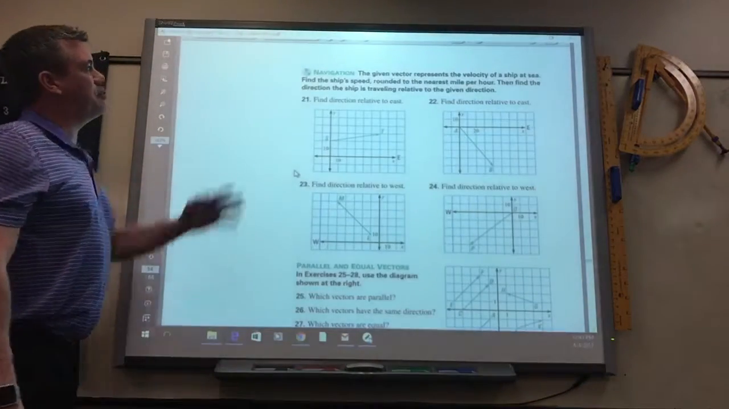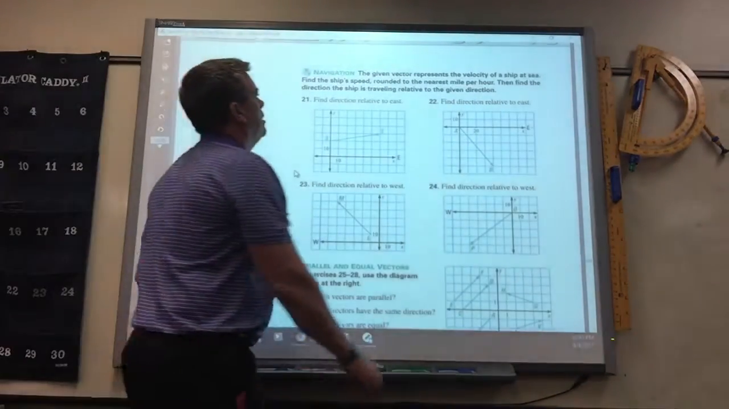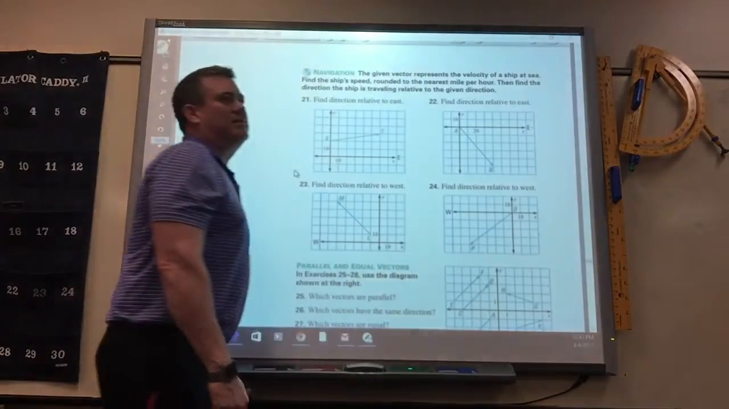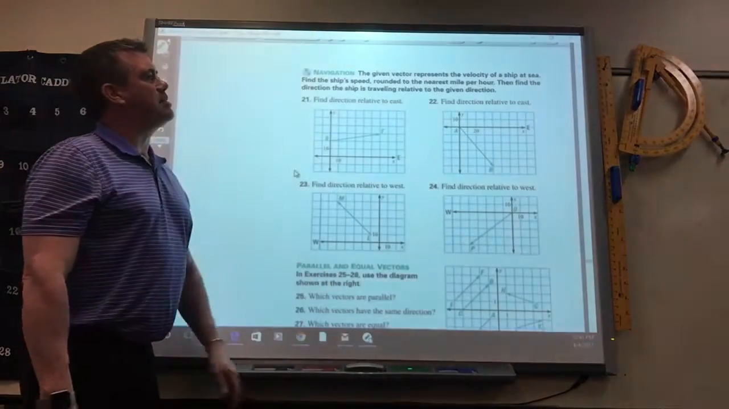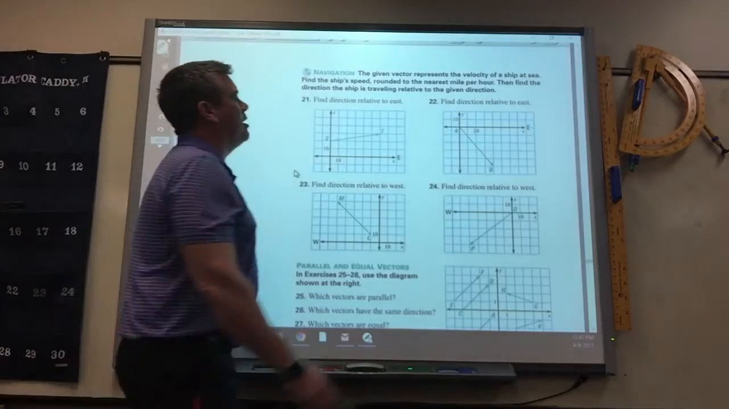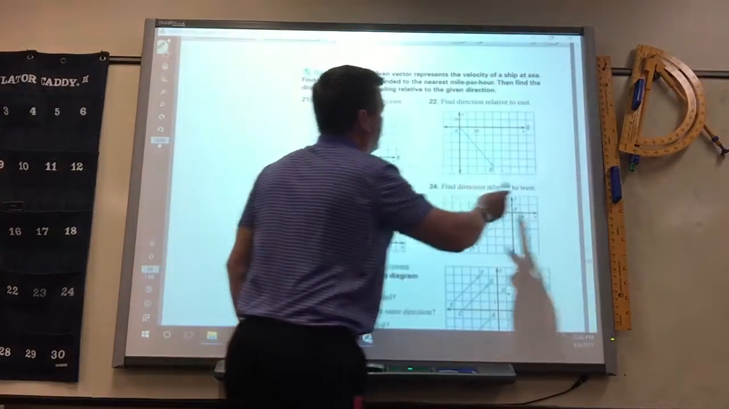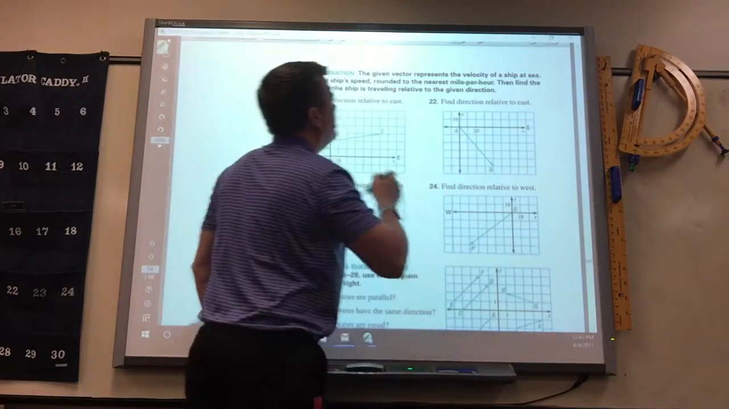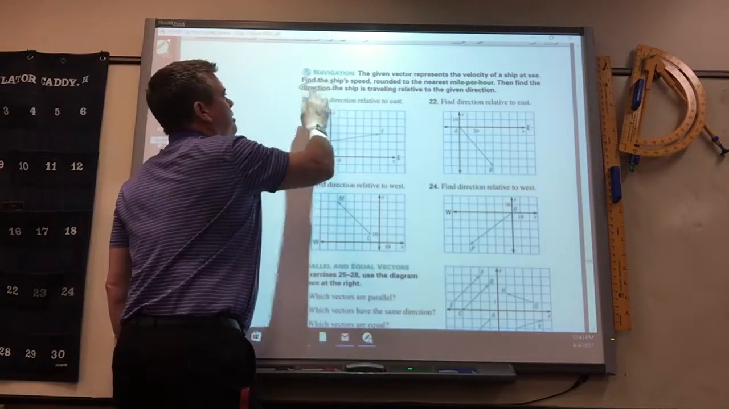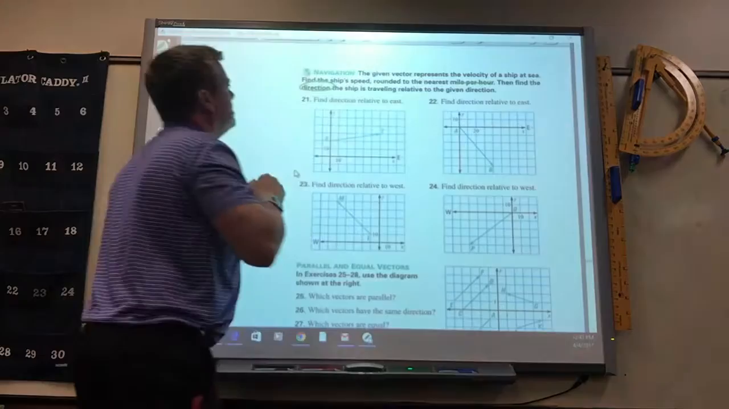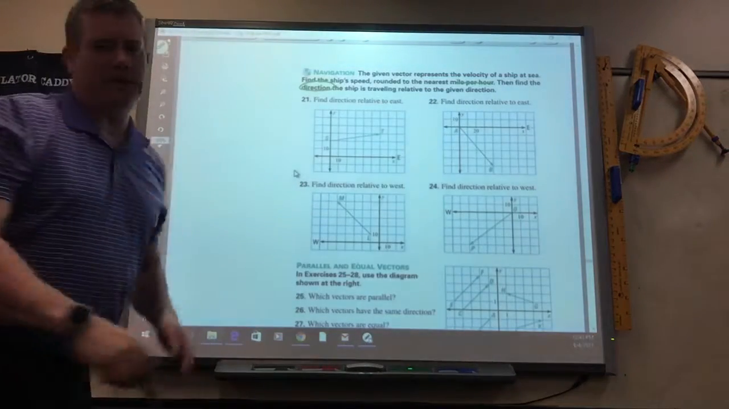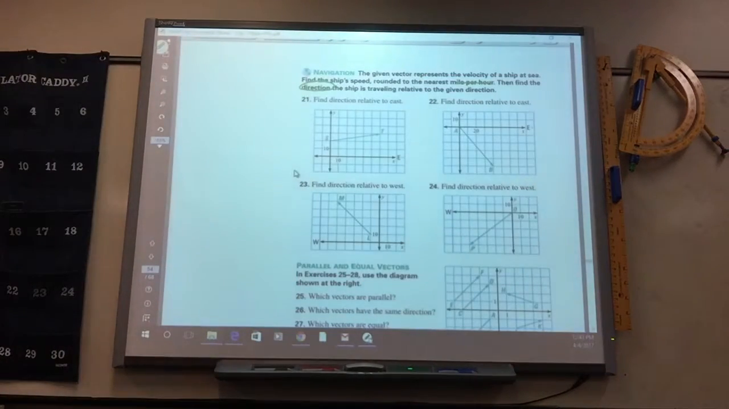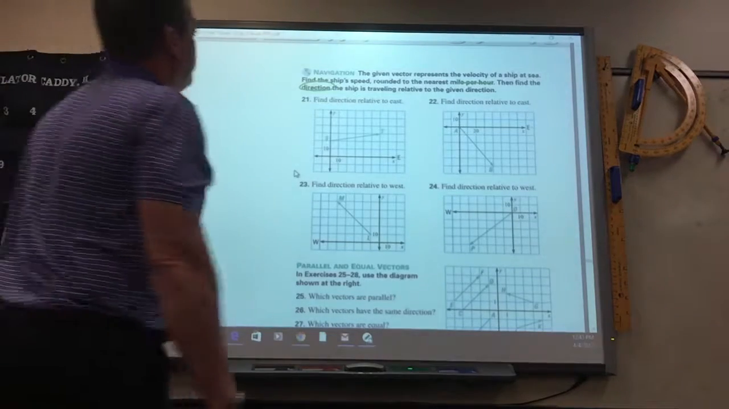Okay, so for the first four, all of these represent the velocity of a ship at sea, and they're all miles per hour. Now, if you notice, they all go by tens. We've got to find the direction, and maybe not the magnitude, just the direction. All we're doing is the direction because we did the magnitude yesterday.